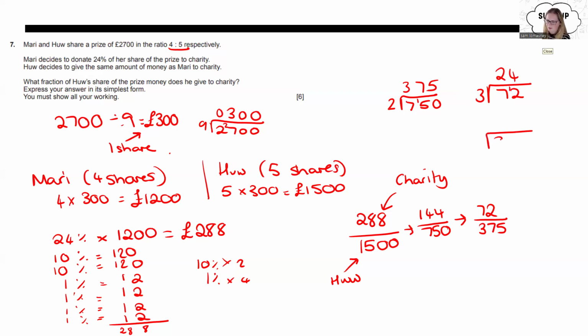Let's try the same for the 375. So divided by 3, 1, divided by 3, that goes twice. Divided by 3 goes 5. There we go. So we've got 24 over 125. Quick check. So 24 does go into 3 again. It goes 8 times. Does 125 go into 3? I know it doesn't, because it's a factor of 5.